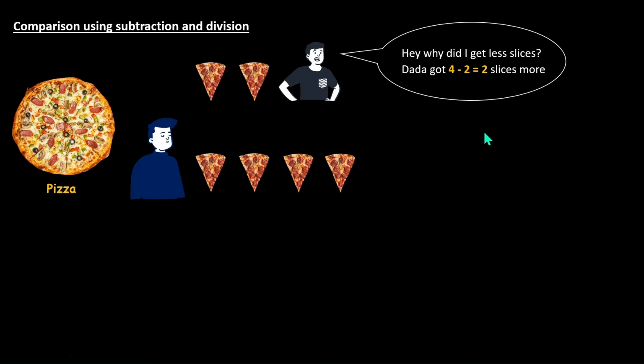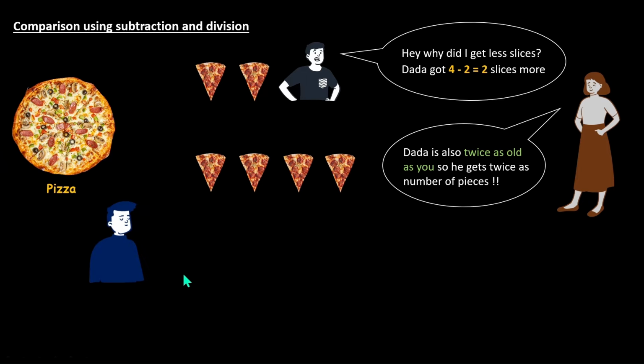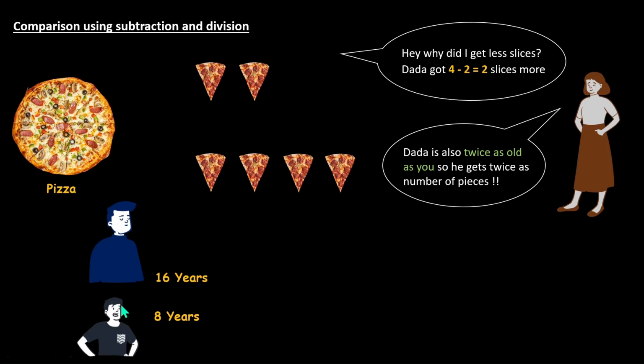And I told this argument to Mom. And Mom, being a mathematician herself, replied very smartly. She said that, well, Dada is also twice as old as you. So he gets twice the number of pieces. And me being good at math, I thought, let's just verify this. So we take Dada here, the older brother of 16 years, and here, Ann of 8 years. When we divide the ages, 16 divided by 8 is 2, right? So Dada is twice as old as me.